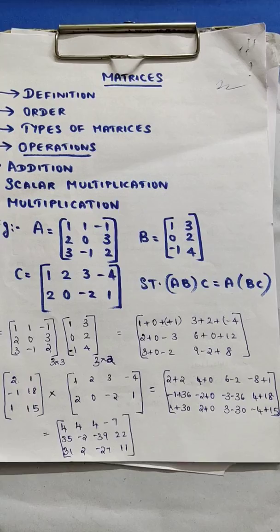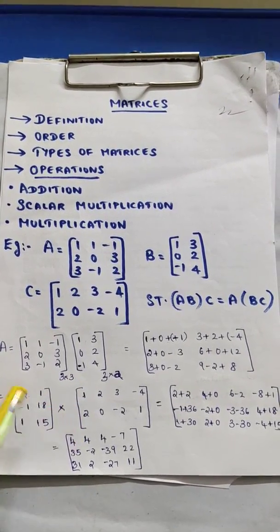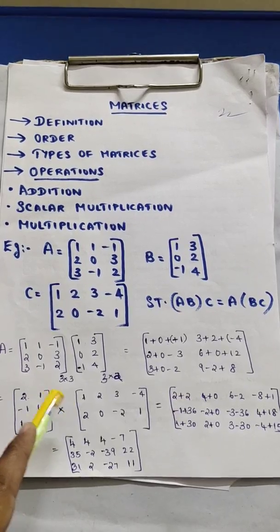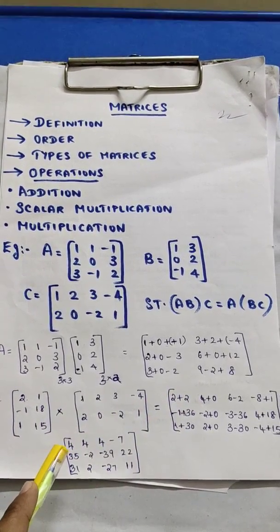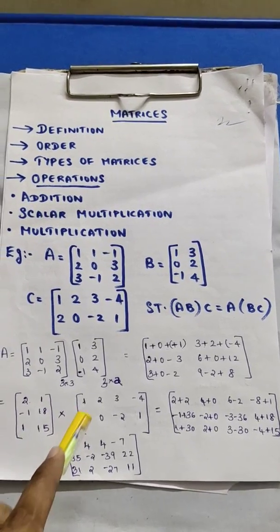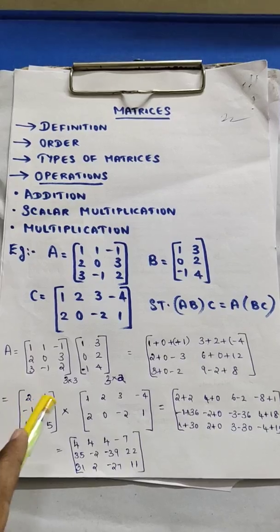So in AB you have first row. So first row is multiplied with first column. So 2 into 1 plus 1 into 2, which is 2 plus 2, which will give you first row first column element 4. Now you have 3 more columns. So each column you will multiply with first row.